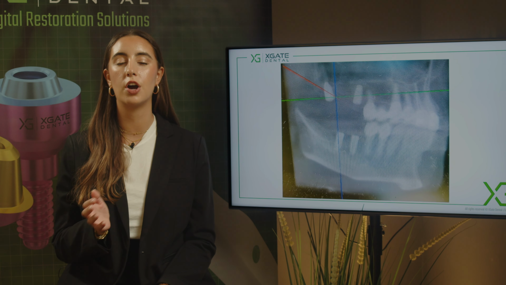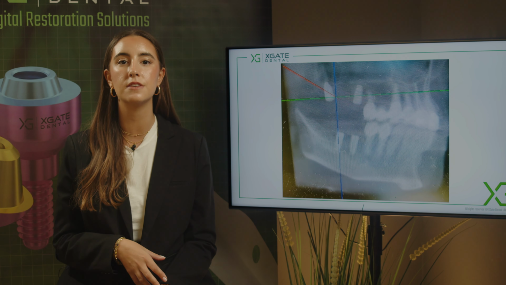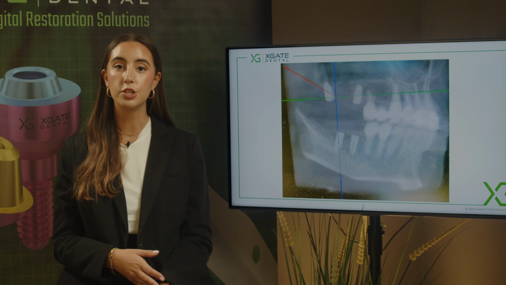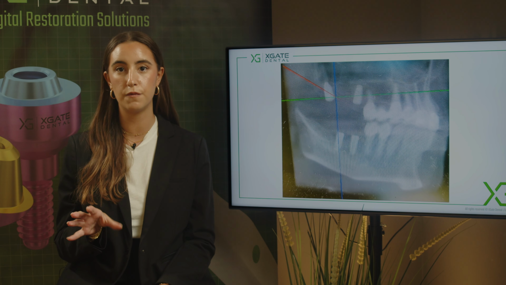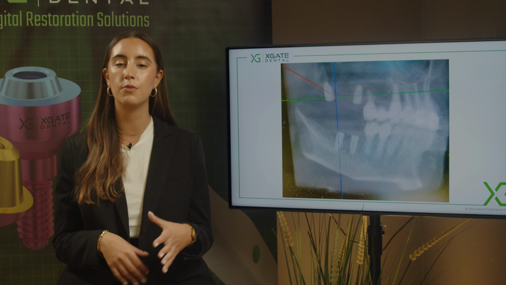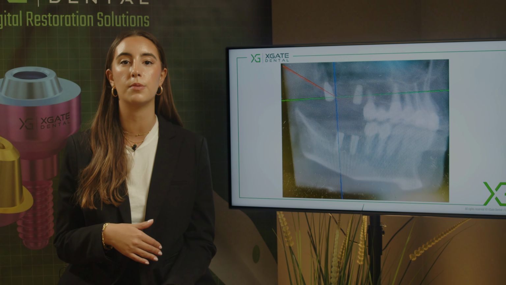The patient has a bridge on his upper jaw. So in this case, because of the inflammation, we'll cut the bridge between tooth number 13 and 14. 14 is a pontic, and we'll place an implant instead of tooth number 14.